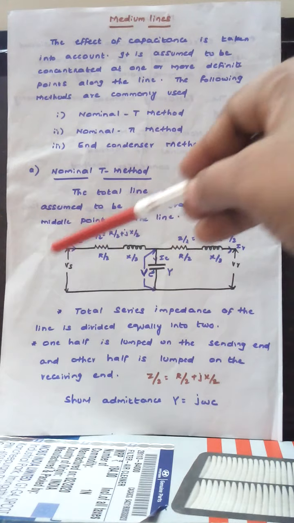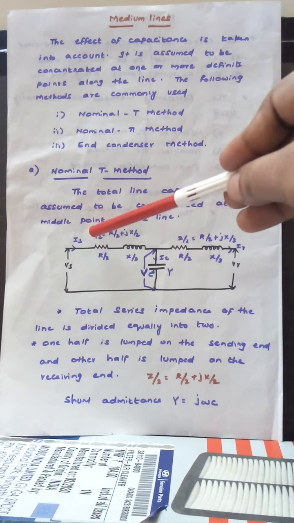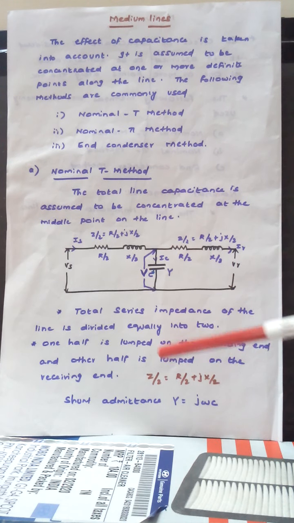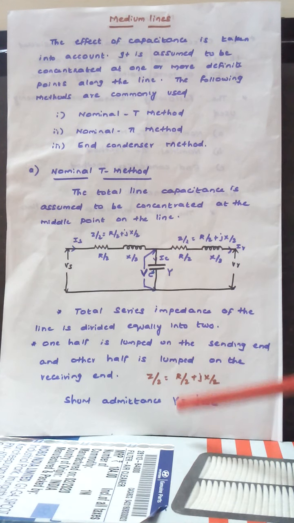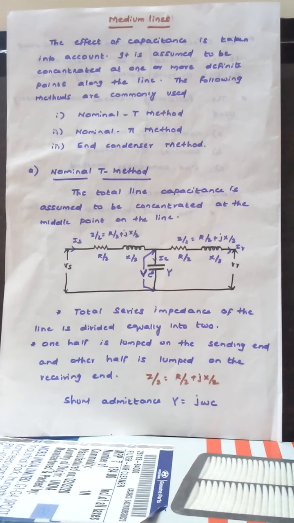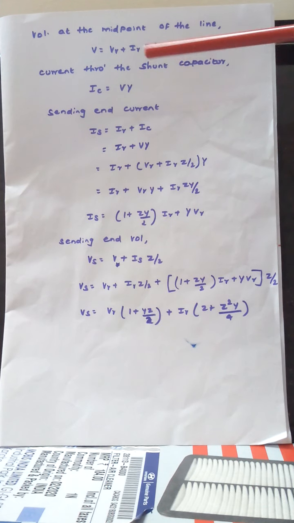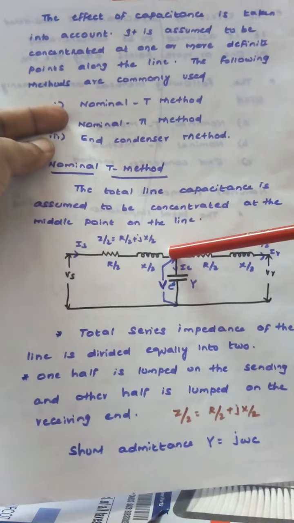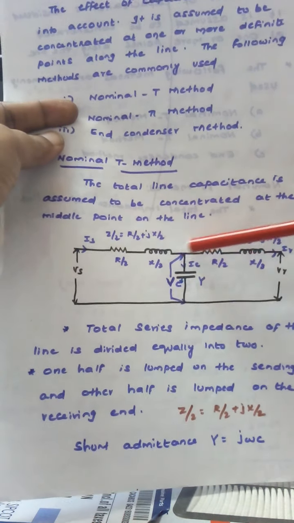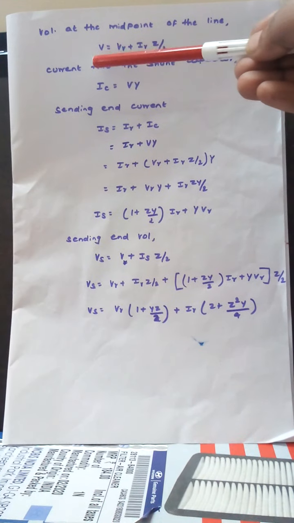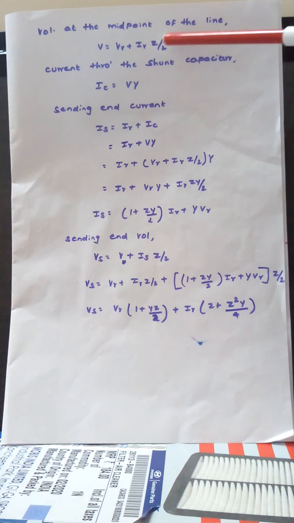So using this equivalent circuit, we have to find out the sending end current and the sending end voltage. For that, we are considering the shunt admittance, that is Y equal to j omega C. Next we are finding the voltage at the midpoint of the line. This is the voltage at the midpoint, correct? So V will be equal to VR plus this drop here. So we write V equal to VR plus IR into Z by 2.